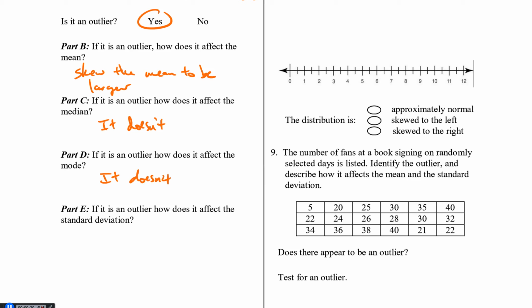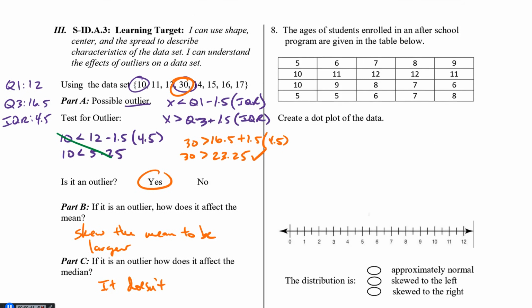And if it's an outlier, how does it affect the standard deviation? It's going to skew the standard deviation larger. So the standard deviation is always going to get larger if there's an outlier because your numbers are more spread out. Remember, the standard deviation told us how spread out the numbers were.